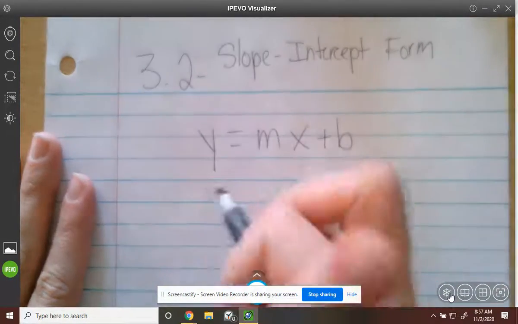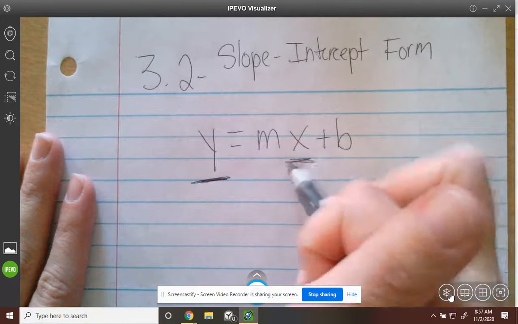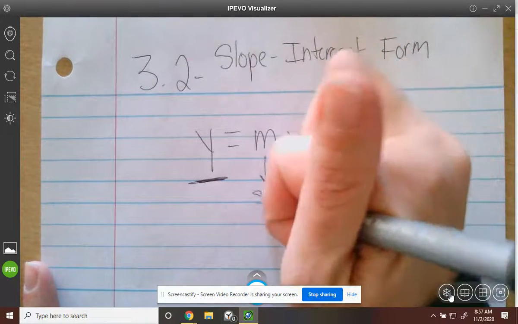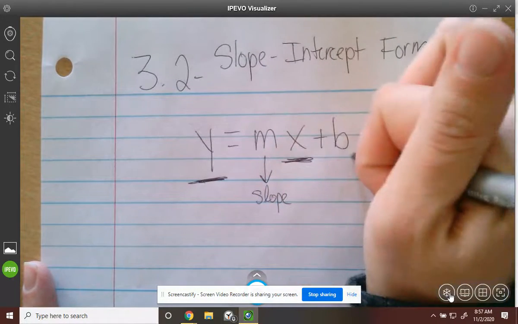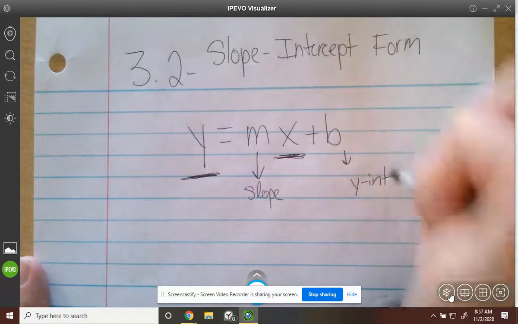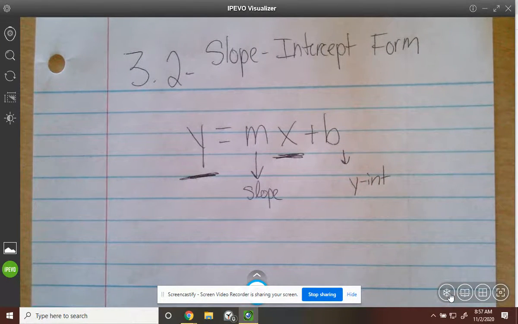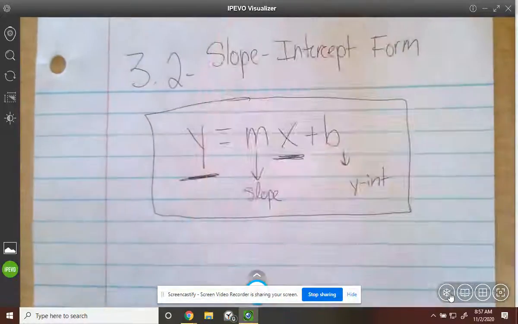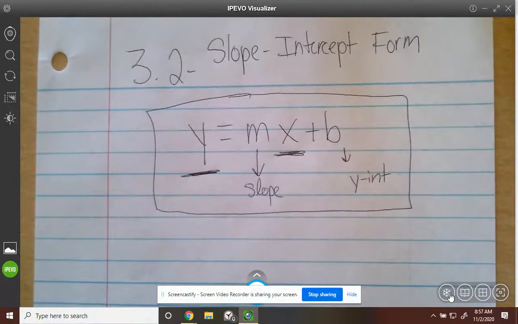Okay, y is always y, x is always x. You can't have an equation without both x and y in it. We talked about last week, m was the slope. This week and today we're going to talk about b being the y-intercept. I'm going to explain what that means. So go ahead and write that down. Okay, this is our big equation for this week. We're going to be working with this all week long.